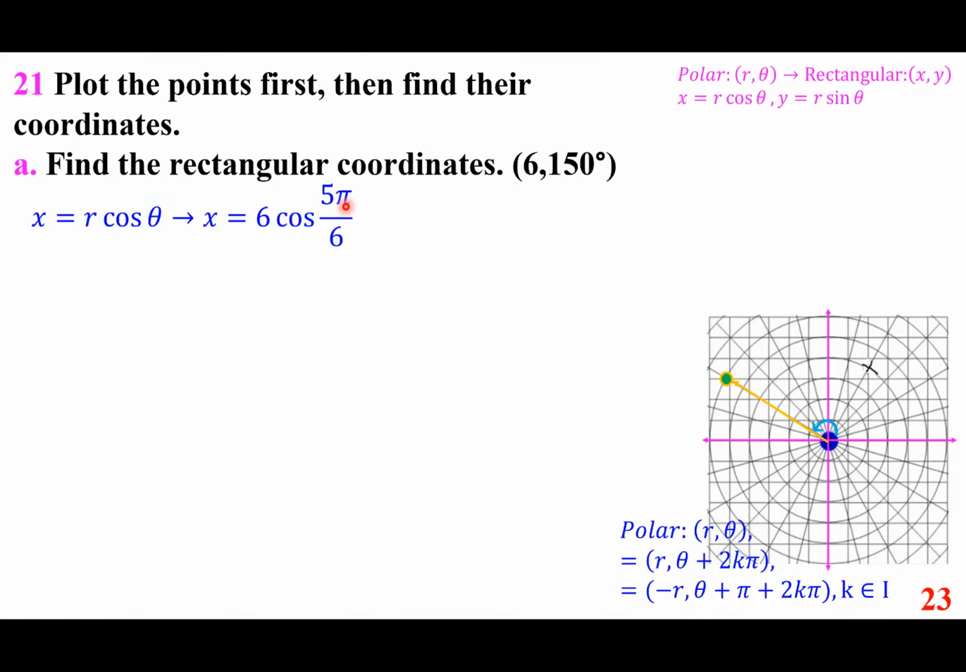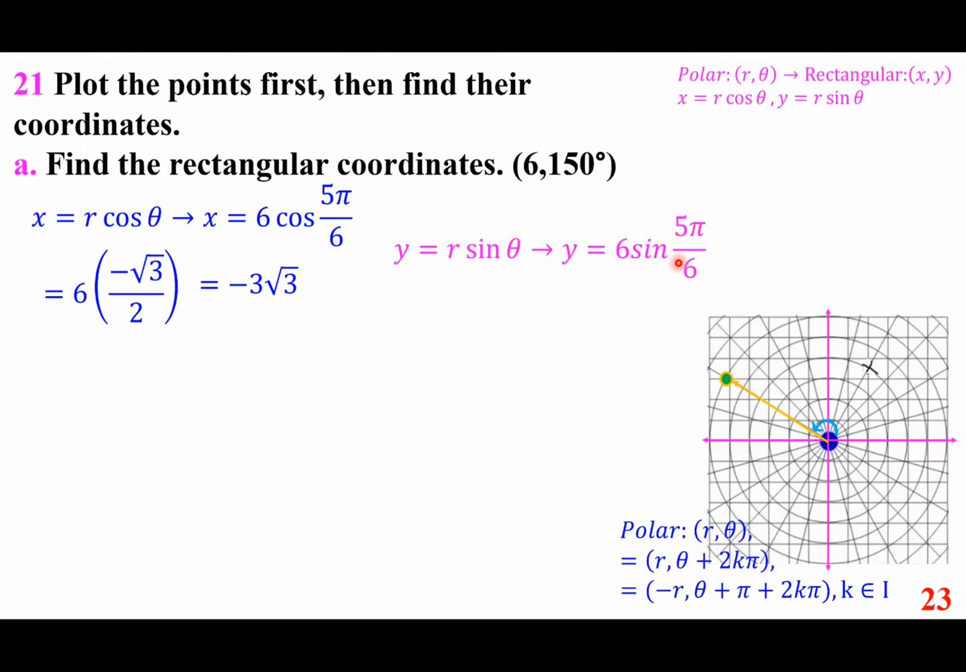However, 5 pi over 6 puts us in the second quadrant, where cosine is negative. So minus square root of 3 over 2 times 6 gives minus 3 square root of 3. When it comes to sine, y equals r sine theta. Now sine of 5 pi over 6 is the same as sine of pi over 6, because in the second quadrant, sine is positive. So 6 times 1/2 makes it 3, and we are done. So now (6, 150 degrees) is the same as (negative 3 square root of 3, 3) as far as the rectangular coordinate system is concerned.